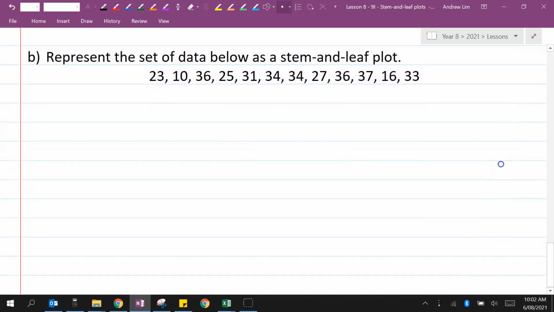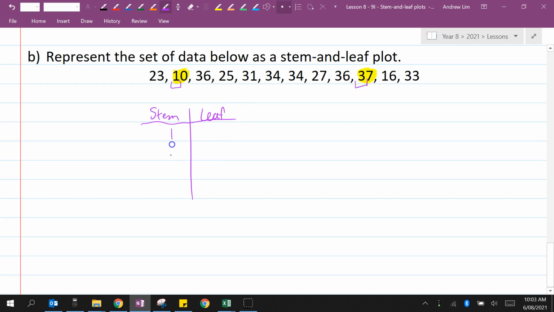Alright, last question for today. How about I get you to pause the video and have a go yourself? Okay, welcome back. So I'm going to highlight what I think is the smallest. It looks like 10 is the smallest. And the largest score here looks like it's 37. So I'm now going to construct my stem and leaf plot. Stem and leaf. And I know that I need to go from 1 all the way to 3. 1, 2, 3.